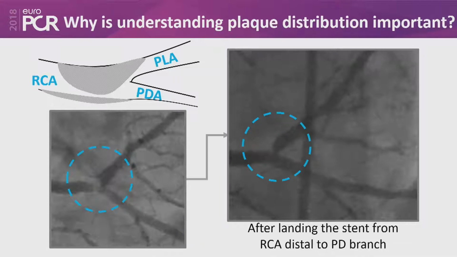And we do have a picture of what may be perceived as perhaps a combined effect of carina and plaque shift. So analyzing plaque distribution as the second piece of the puzzle is very important to anticipate what will happen after stenting or dilating the main branch.